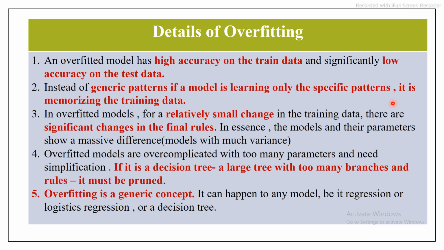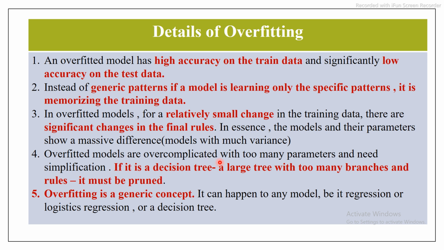Okay, so in the case of overfitting, your machine is just memorizing the training data. It means it has memorized every single record in the training data. You have seen some people memorizing. Whenever the question in the examination is different from what they memorized, their results are significantly lower. Sometimes they fail even though they have memorized it. So this is a case of overfitting. Okay, so in an overfitted model, a relatively small change in the training data causes a significant change in the final rules.